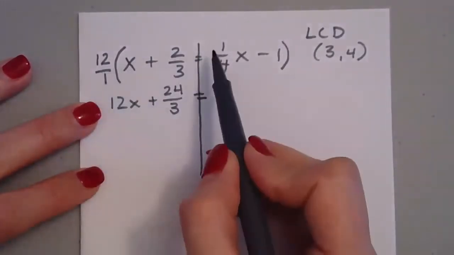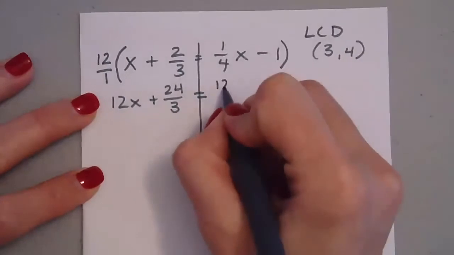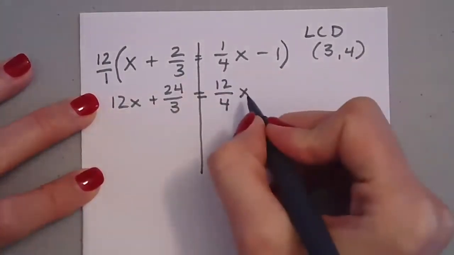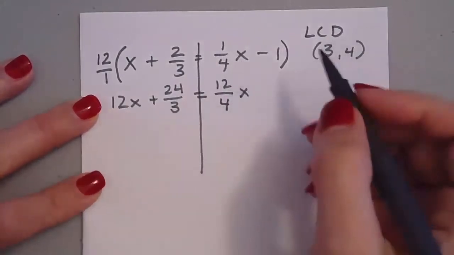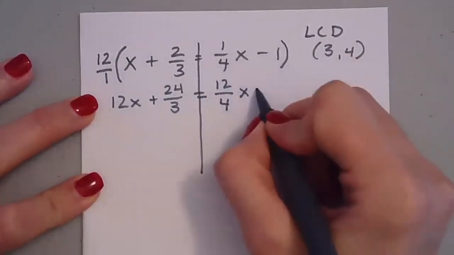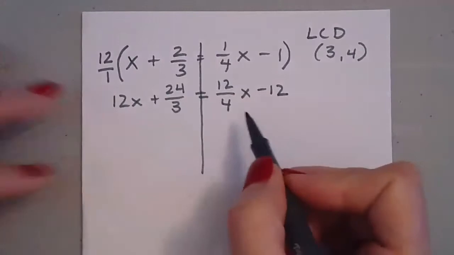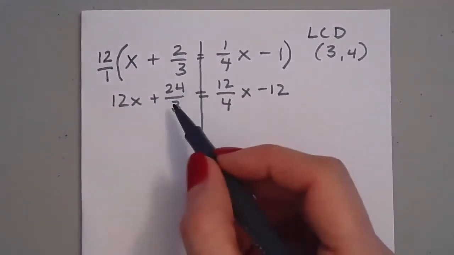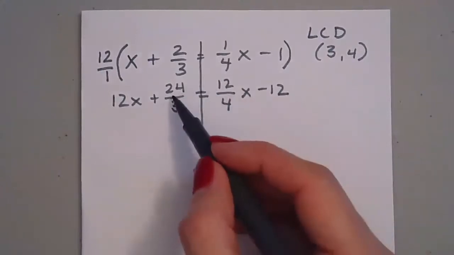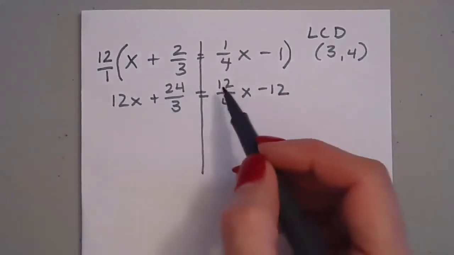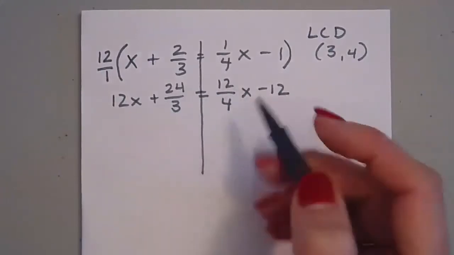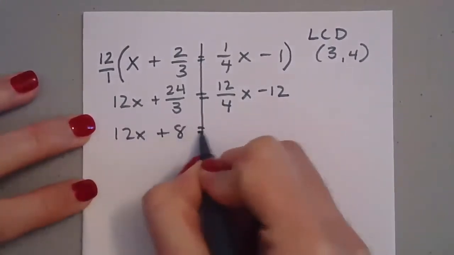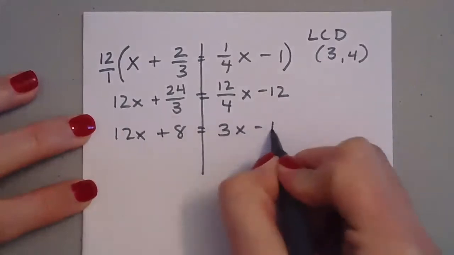12 times 1 is 12. And 1 times 4 is 4. Bring the x. Be very careful to always bring your x if there's an x term. 12 times -1 is -12. Now you might be saying, hey, the fractions are still there. Well, if we think about how to simplify these, we're going to get whole numbers. So 24 divided by 3 is 8, and 12 divided by 4 is 3. So I have 12x plus 8 equals 3x minus 12.